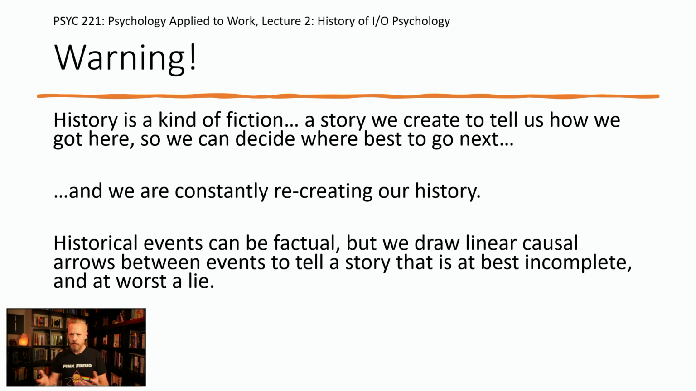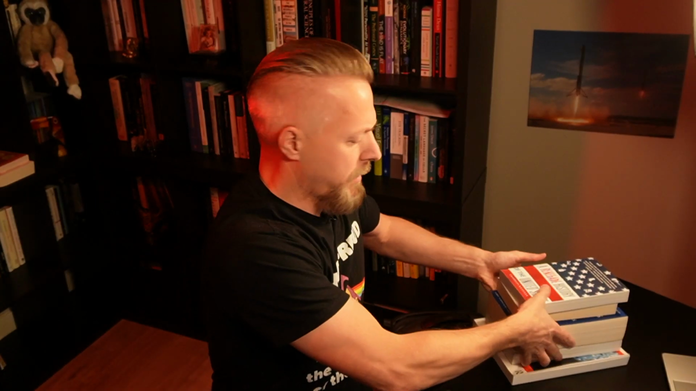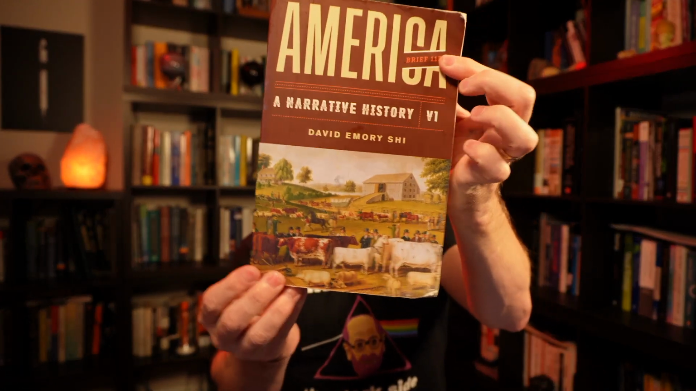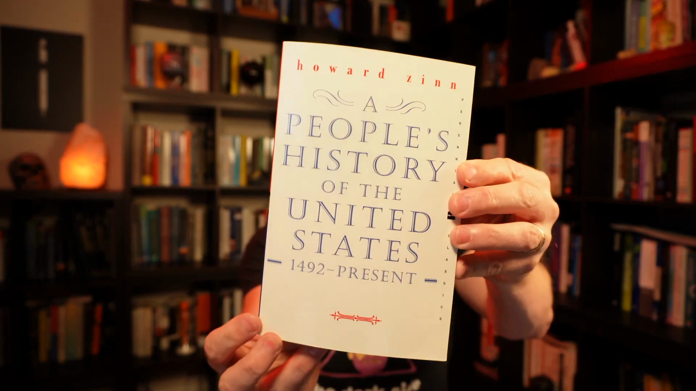To give you an example of this, here are a number of books, and they are all history books about the United States. This is a college textbook for a history course, like a History 103. This would be a similar textbook if you took U.S. history at NDSU. Well, this is another history book called The People's History of the United States.